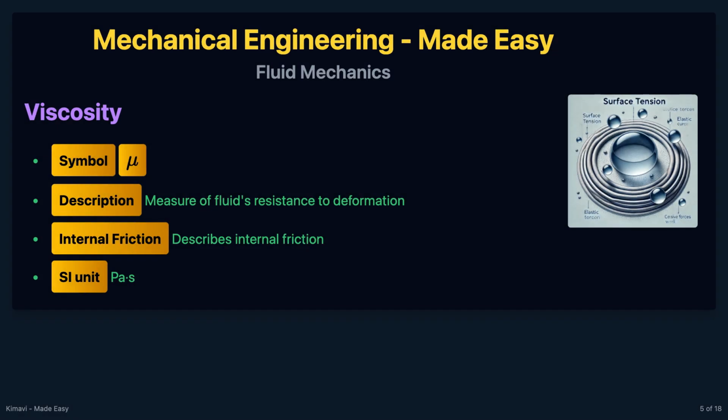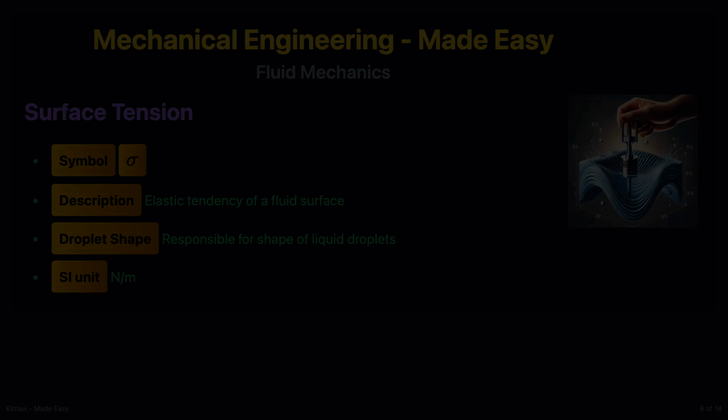Viscosity, represented by the symbol μ, is a measure of a fluid's resistance to deformation or flow. It describes the internal friction of a moving fluid. The SI unit of viscosity is the Pascal second.